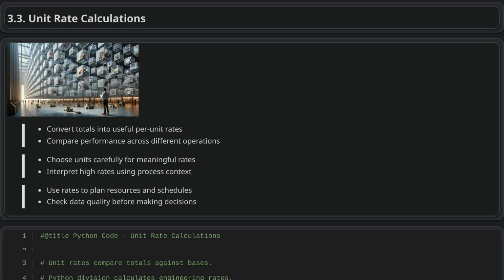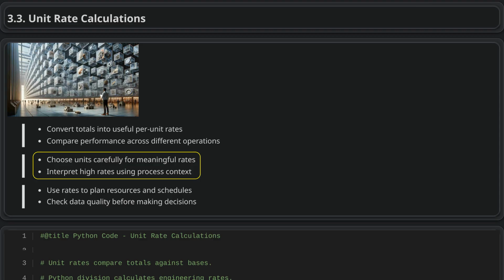Unit rate calculations. Unit rate calculations help industrial engineers turn totals into useful per-unit measures for comparing performance. By dividing a total quantity by a relevant base, Python can quickly estimate values such as output per hour, energy used per product, labor time, or material use. These normalized measures make planning and comparison easier than relying on raw totals alone.